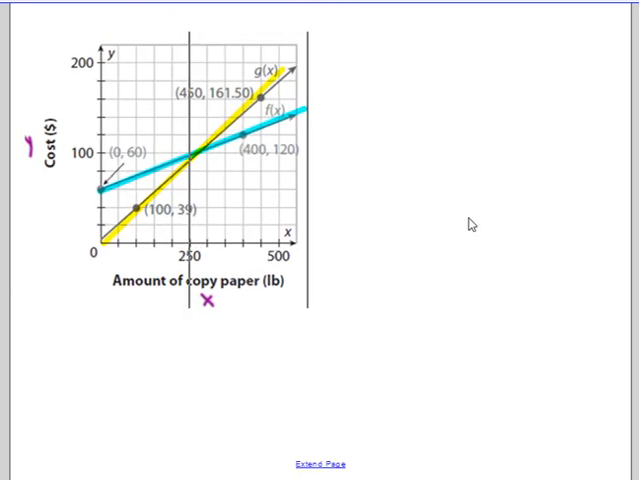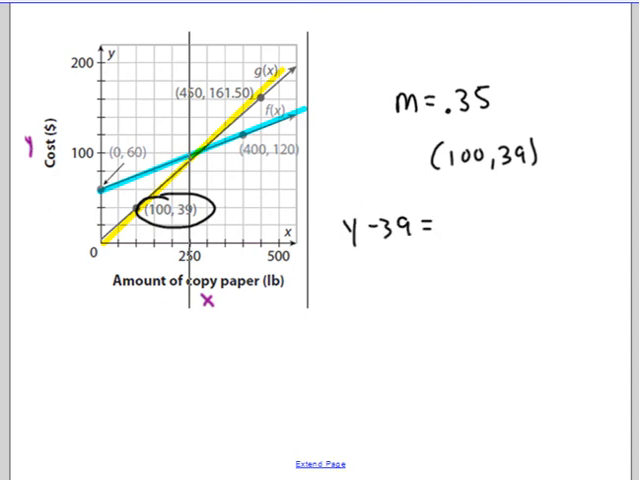Okay, when I found that line, we found the slope was 0.35. Now, what I should have done is maybe grab this point right here, right? The point where x is 100 and y is 39, and said, okay, y minus 39 is going to equal the slope times x minus 100, and put that in slope-intercept form.